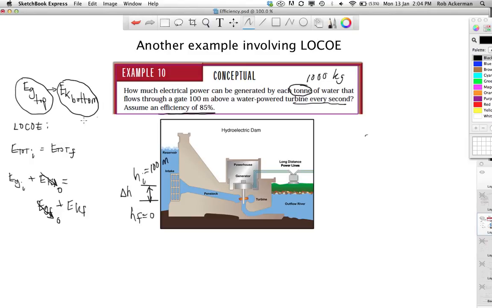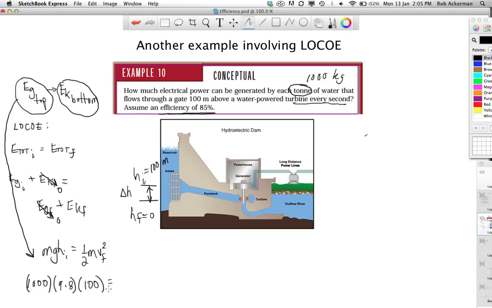We've got Eg converting to Ek, so let's calculate that. Eg, of course, is mgh at the initial point or at the top, and that's going to equal 1/2 mv squared at the final height. And if we sub in the numbers here, we will have 1,000 kilograms of water at 9.8 newtons for each of those kilograms, falling 100 meters. Let's just calculate this number for a moment, and you'll see why in a second.